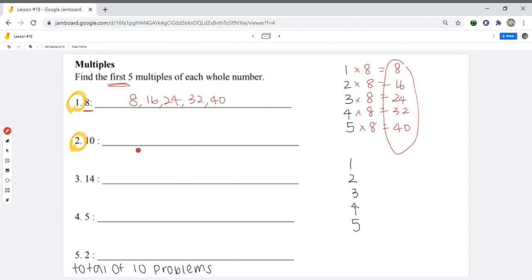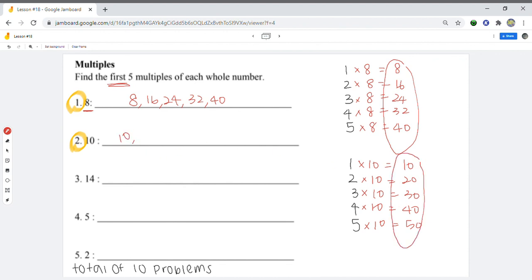Now let's look at number 10. It's just the same thing. Since it's the first 5, we're going to multiply by 1, 2, 3, 4, and then we're going to multiply by 5. And this is pretty easy. Just easy multiplication over here. And this is basically just your 5 multiples of 10.